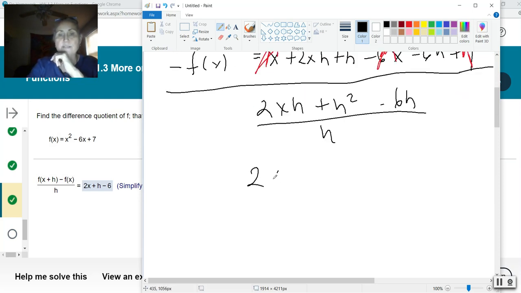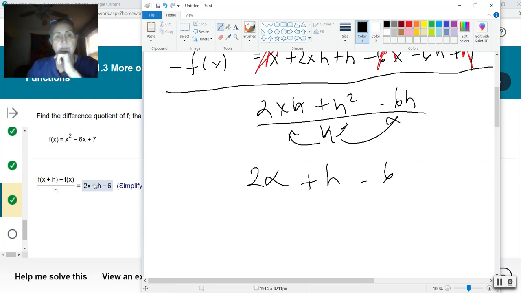So I've got a 2x, because this h spat out, plus h. Don't forget, this goes to all three, minus 6. 2x plus h minus 6. Look, that's the answer right there. Okay?